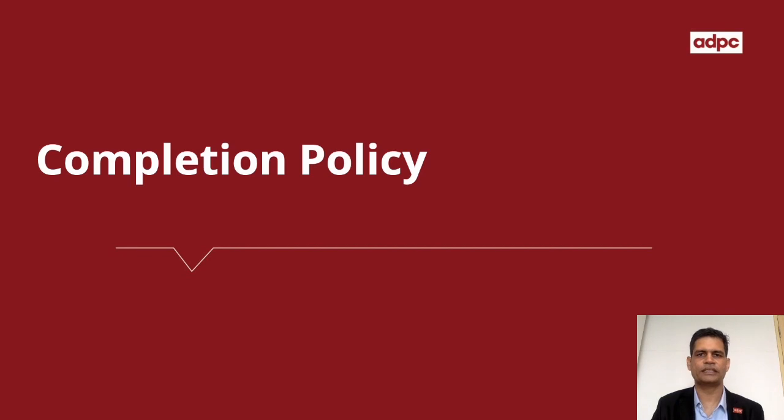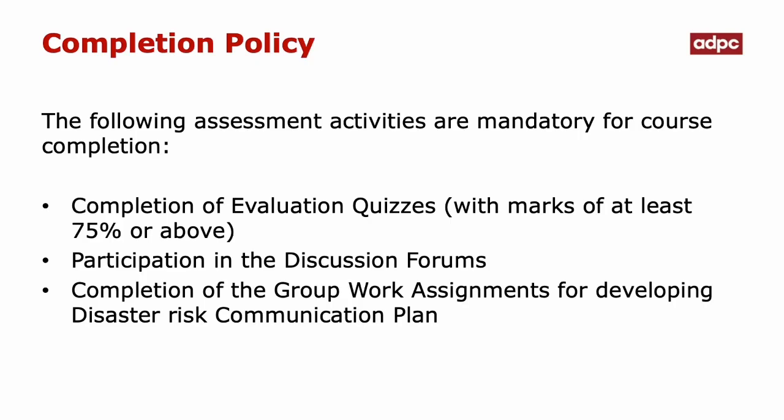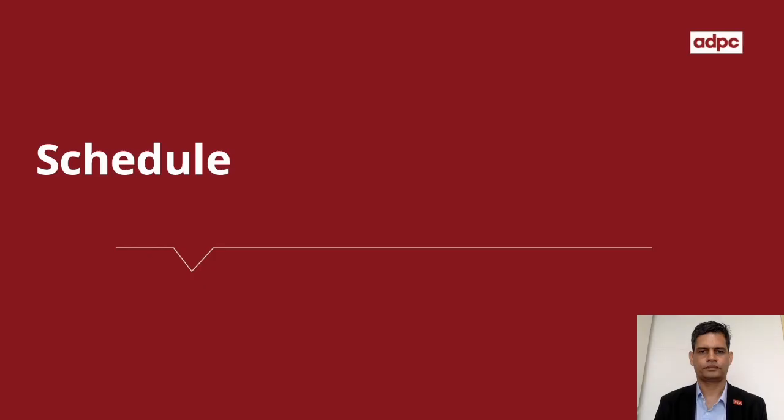Now, let us look at the course completion policy. The following assessment activities are mandatory for course completion. Completion of evaluation quizzes with marks of at least 75% or above. Participation in the discussion forums and online community visits, and completion of the group work assignments for developing disaster risk communication plan. Let us look at the course schedule.